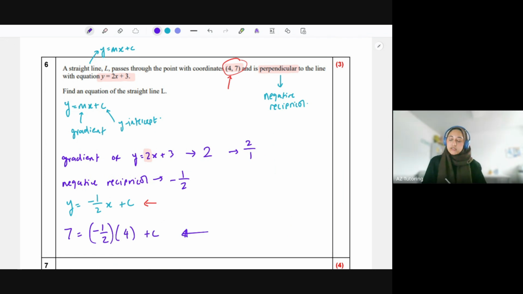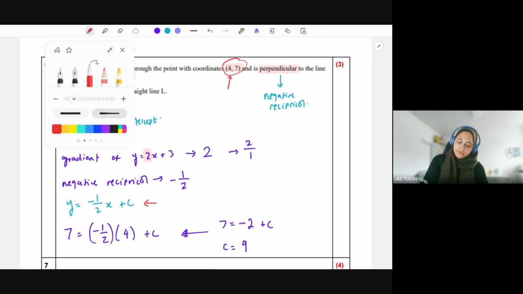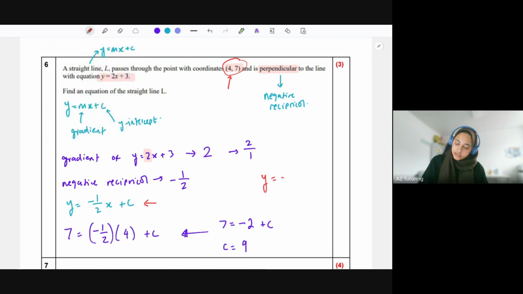So I'm solving this to find c. So 7 equals minus a half times 4, which is minus 2, plus c. So c just equals, I want to add 2 to the other side, 7 plus 2 is 9. So that's our final equation: y equals minus a half x plus c, which we've just found as 9. And that's our answer.